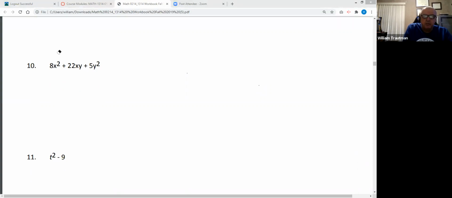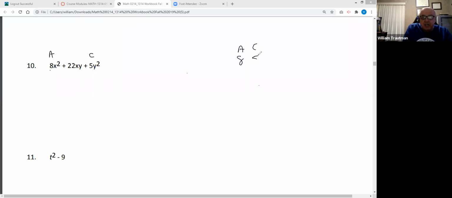Okay, number 10 is our last 3-term. Look for a GCF first: 8, 22, and 5. 5 is only 1 and 5. 5 doesn't go into 22 and 5 doesn't go into 8. So there is no GCF. Lowest power of X, this has no X. Lowest power of Y, this has no Y. So there's no GCF. We're just going to factor using the AC method.